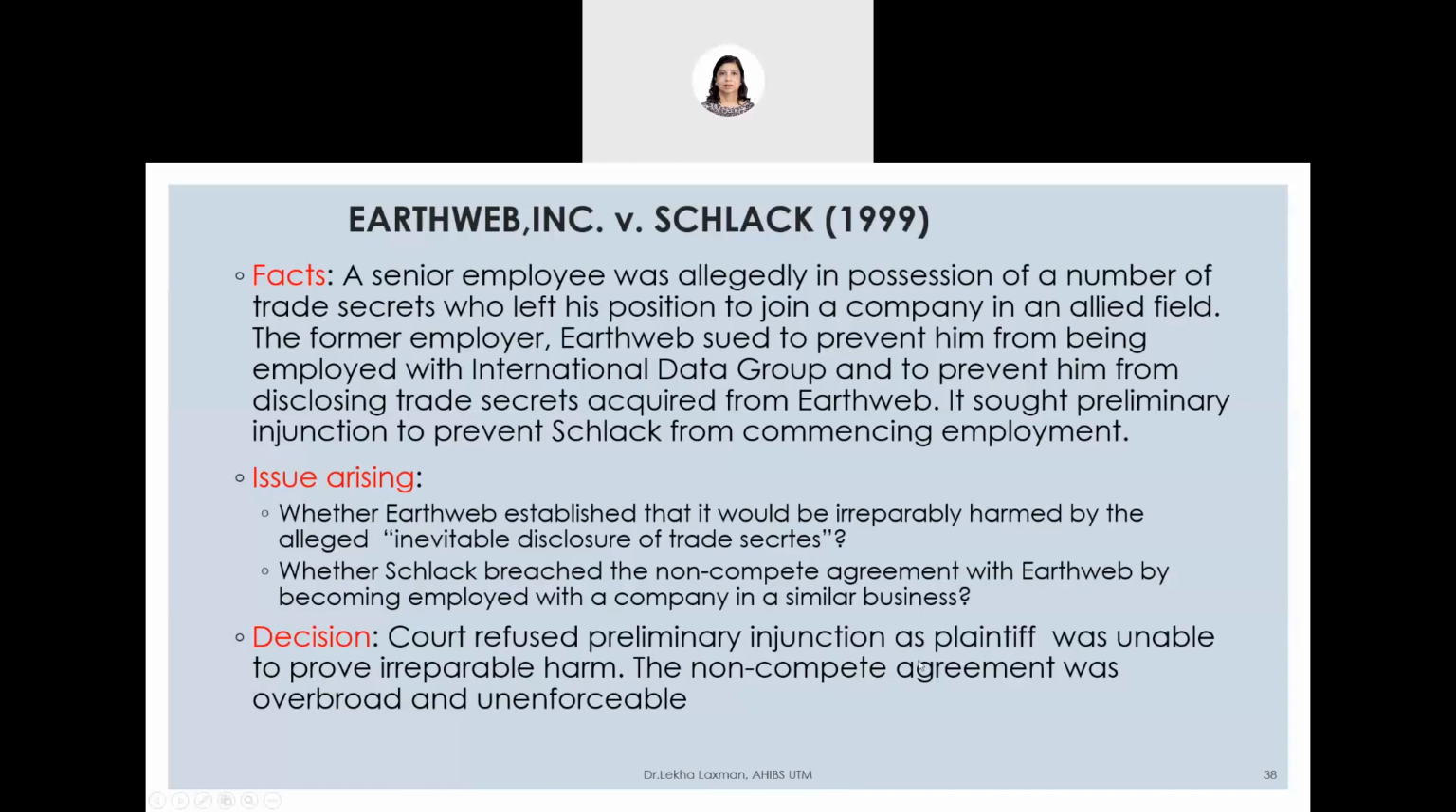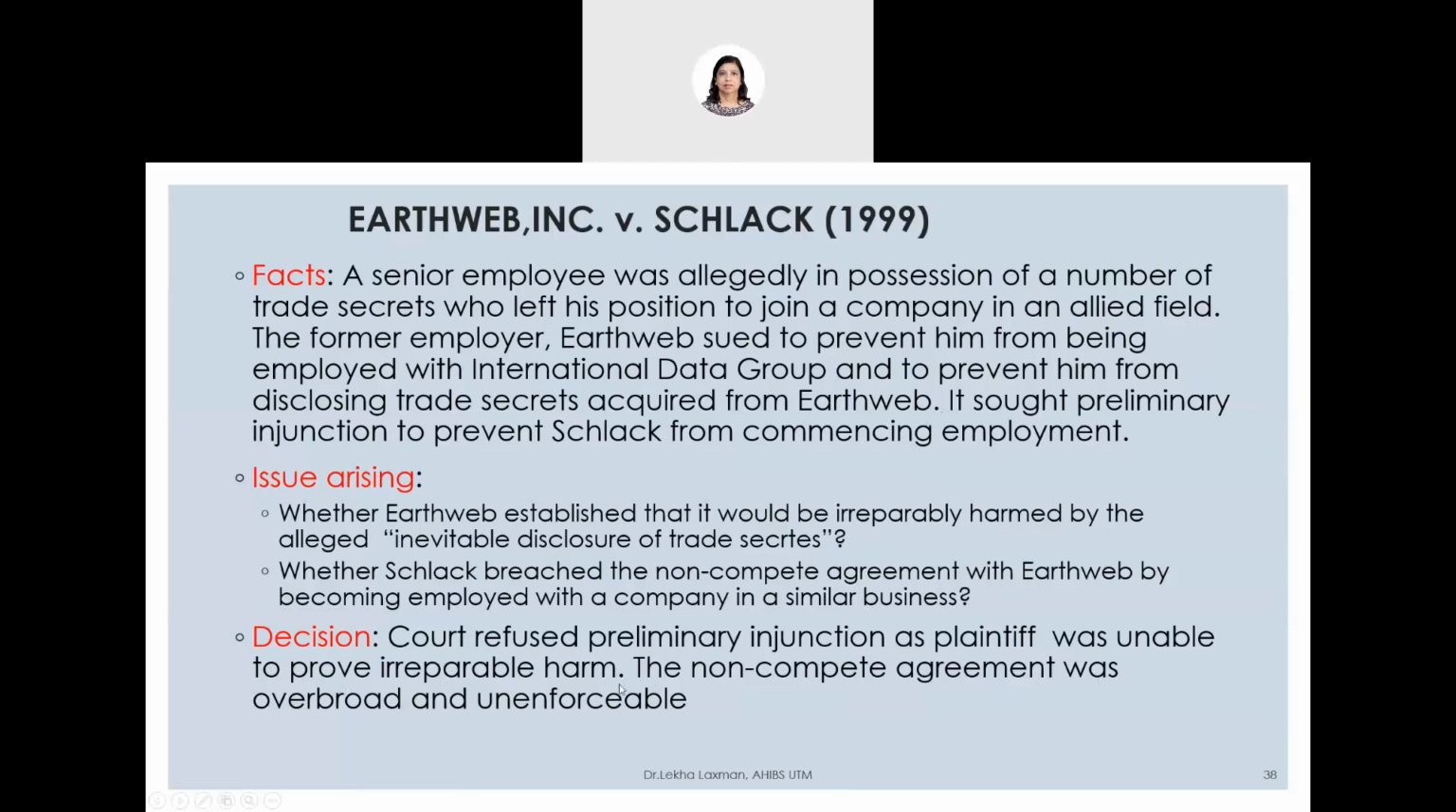In this case, the plaintiff, Earthweb, lost the application for a preliminary injunction. An injunction is actually preventing the employee from using particular information. Sorry, in this case, the injunction was to prevent this Schlack from starting employment with International Data Group. They could not get the injunction because the plaintiff could not prove that there is going to be irreparable harm if Schlack works for International Data Group.